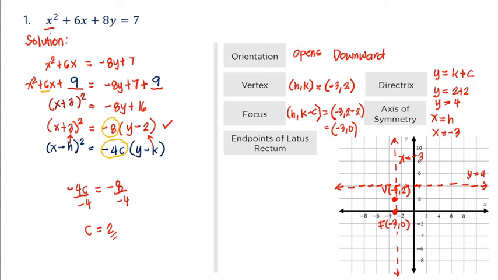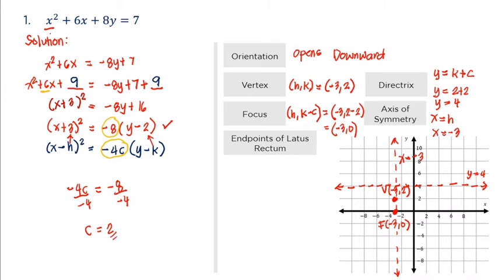Then last is the endpoints of the latus rectum. Take note that our parabola opens downward. So therefore, yung endpoints ng latus rectum nasa right side and nasa left side ng focus. Kasi yung latus rectum dumadaan sa focus, right? And take note that the length of the latus rectum is 4c. So meaning, yung focus naman natin nasa gitna ng latus rectum. So meaning, from the focus to one endpoint of the latus rectum, that is just 2c, right? And from the focus to another endpoint ng latus rectum is also 2c. Para yung kabuuan is 4c, right?